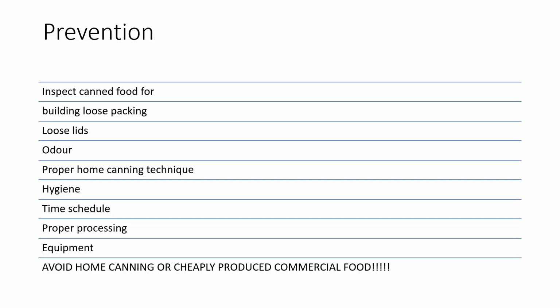So prevention: avoid canned food with bulging or loose packing. We should check whether the product we are buying has tight packing. Then check for loose lids and odor, we should also smell the food before buying it. Use proper home canning technique, like hygiene, time schedule, and proper processing equipment, and most important, avoid home canning or cheaply produced commercial food.